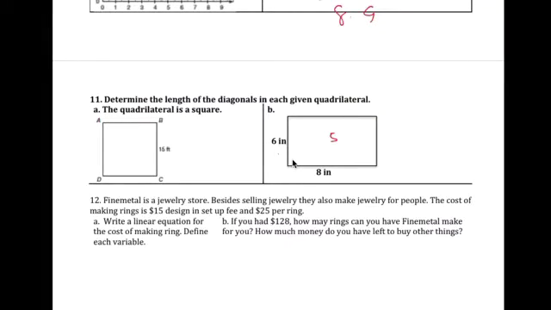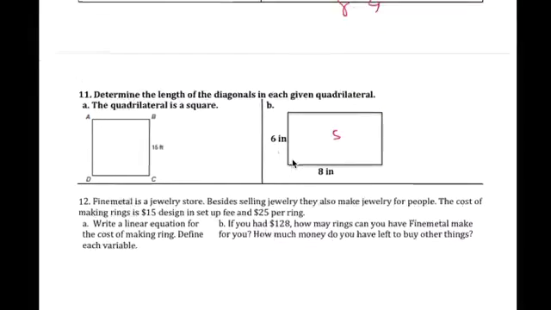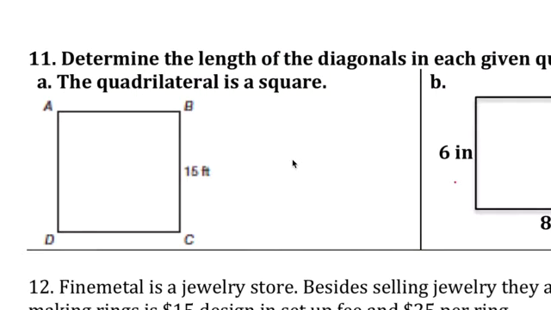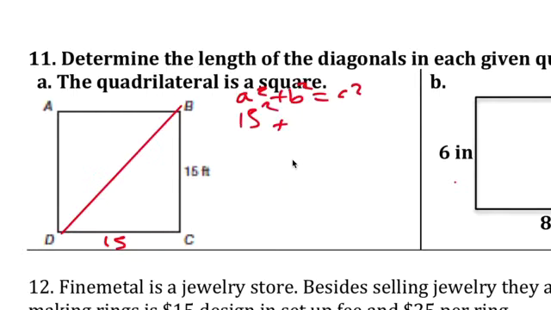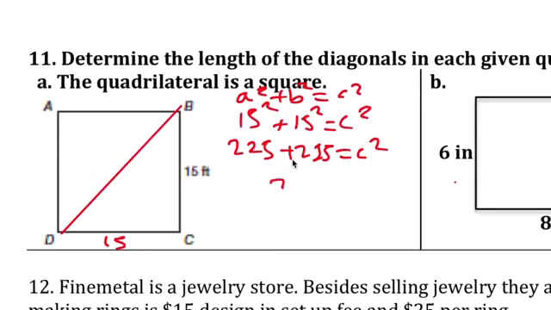Determine the diagonal of the square, the given quadrilateral is a square. Okay, that's 15. So the diagonal is 15. A squared plus B squared equals C squared, 15 squared plus 15 squared equals C squared. 225 plus 225 equals C squared. 450 equals C squared. Take the square root.